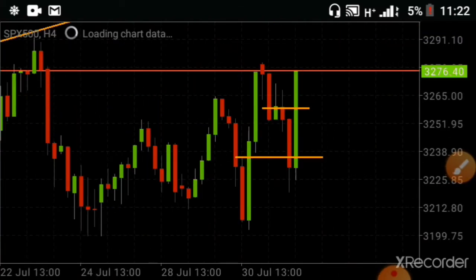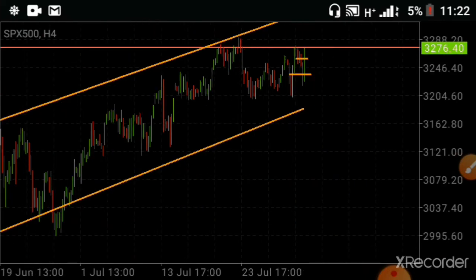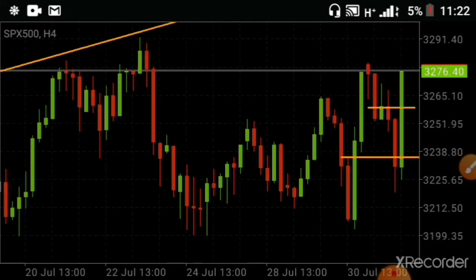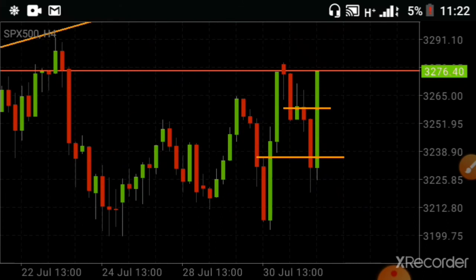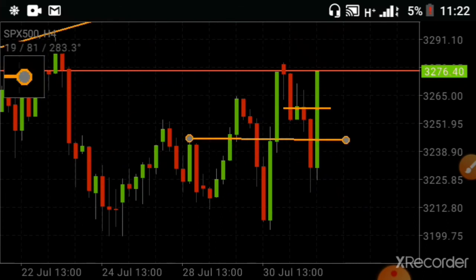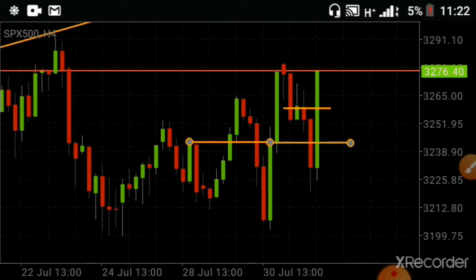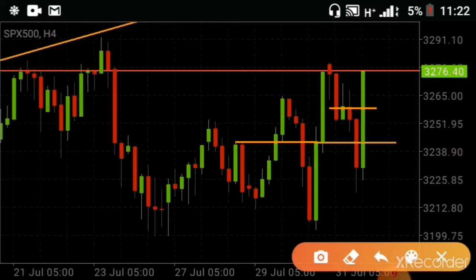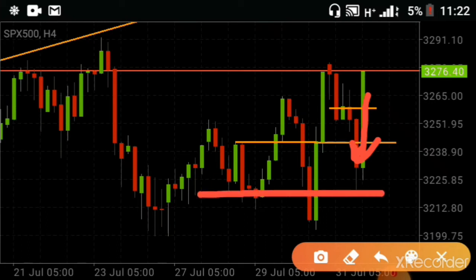So let's go to 4 hours. Now you guys can see I've marked out our support and resistance zone. So this is our support. It broke below support. So where would the next possible support zone come in? The next possible support zone is around here, so it broke it and hit here.